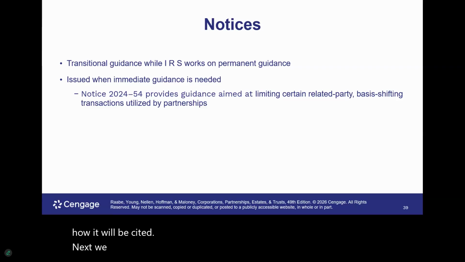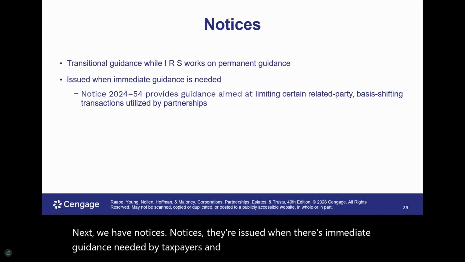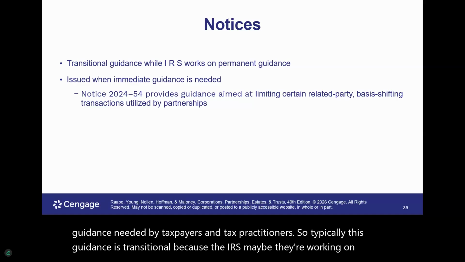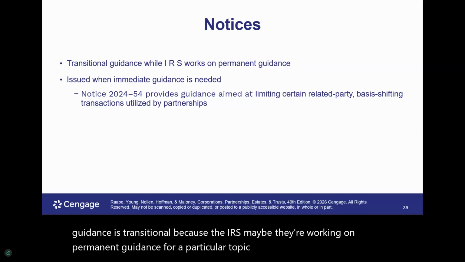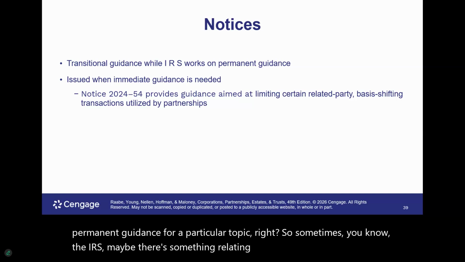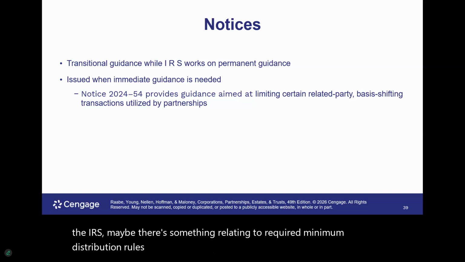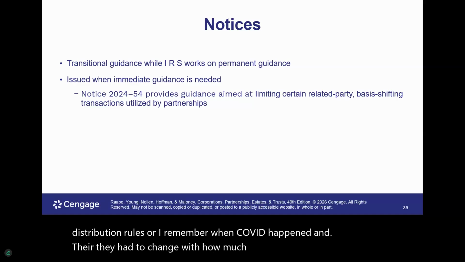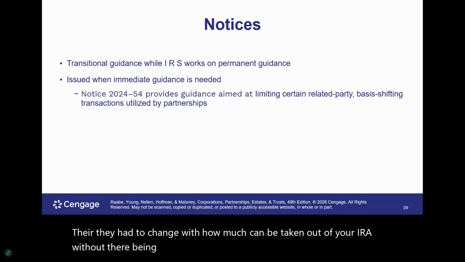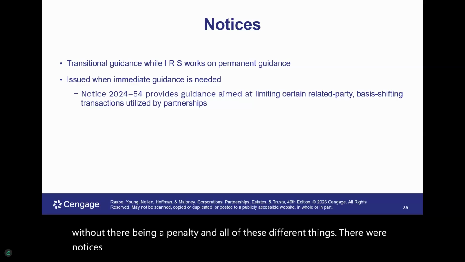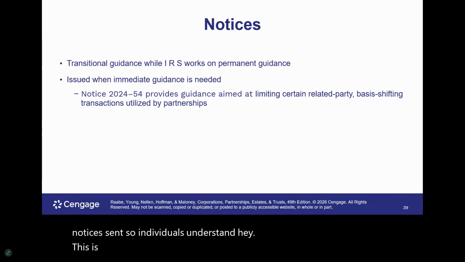Next, we have notices. Notices are issued when there's immediate guidance needed by taxpayers and tax practitioners. Typically, this guidance is transitional because the IRS may be working on permanent guidance for a particular topic, right? So sometimes maybe there's something relating to required minimum distribution rules. Or I remember when COVID happened and they had to change how much can be taken out of your IRA without there being a penalty and all of these different things. There were notices sent so individuals understand, hey, this is how it's going to be applied. So immediate guidance was needed.